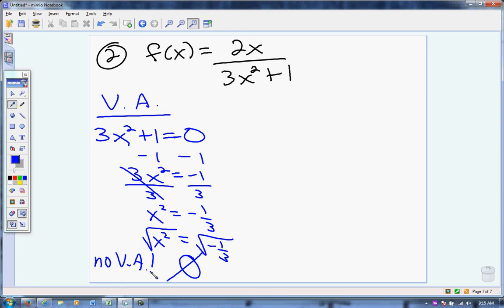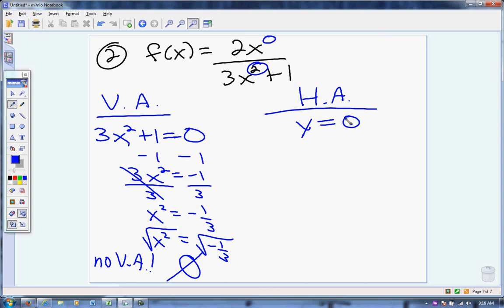How about the horizontal asymptotes? Once you learn the rules, everybody likes the horizontal asymptotes because there's not a lot of work involved. Is there a horizontal asymptote? Yes, there is. Because the bottom power is bigger than the top power, so it's automatically y equals 0.